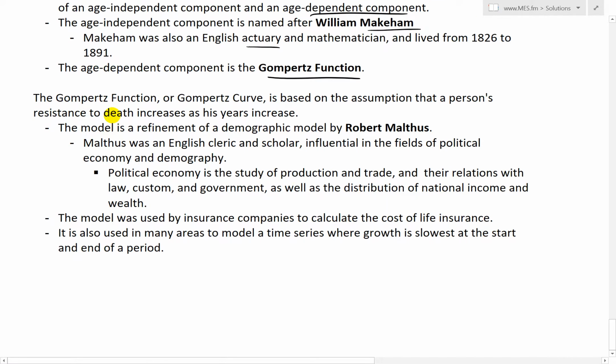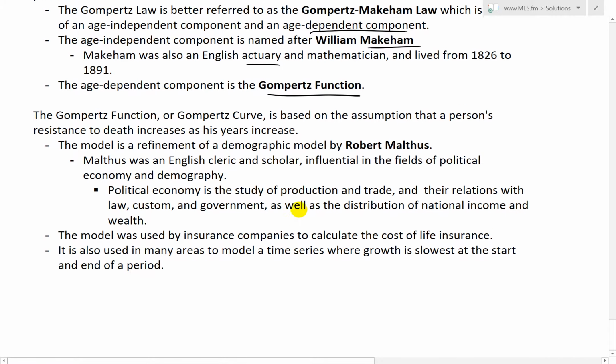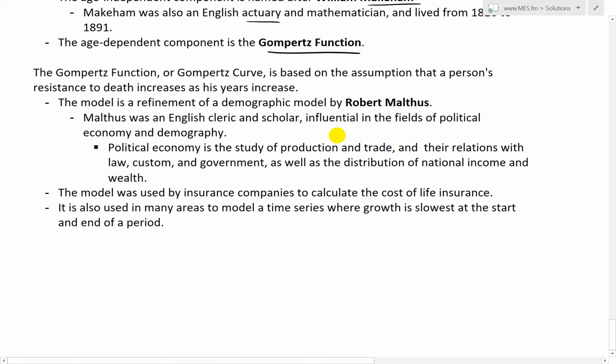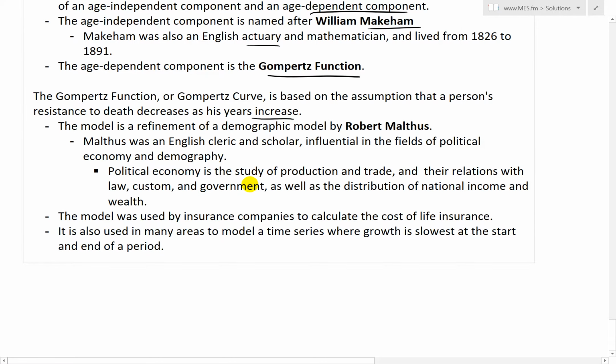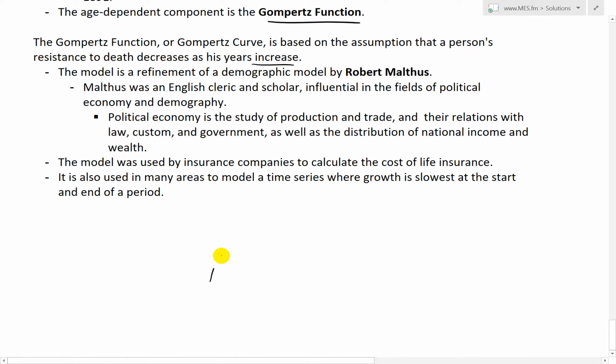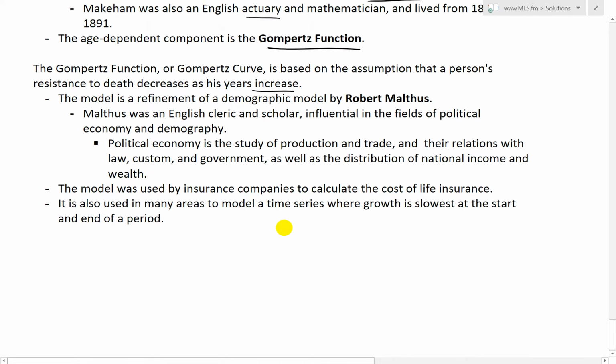So now the Gompertz function, or Gompertz curve, which is the one that we solved for in this video and last video, is based on the assumption that a person's resistance to death increases as his years increase. Actually, I wrote that wrong. This is decreases. So the Gompertz function is based on the assumption that a person's resistance to death decreases as his years increase, and that's why the ln function is used, and the ln function looks something like this, where you're increasing initially, but it is leveling off later on.